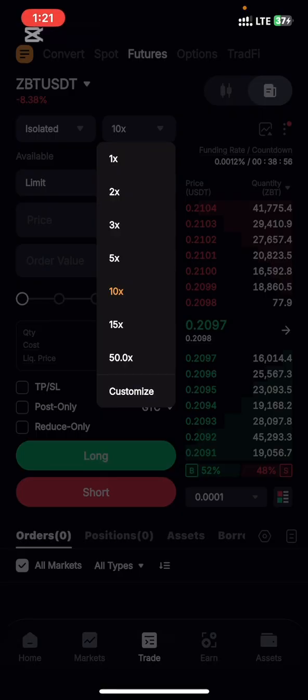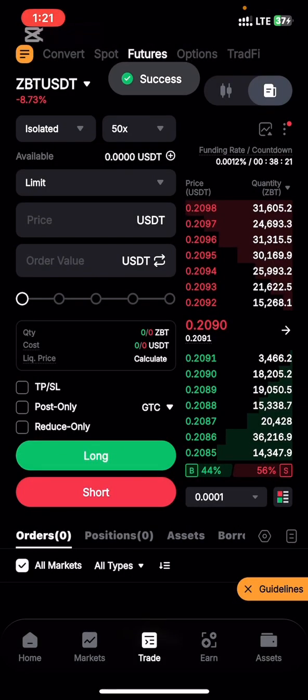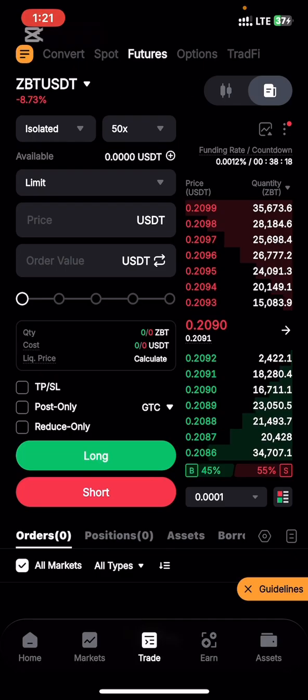We have one leverage, two leverage, three, and 50 to 100, depending on the coin you are trading on. But for beginners, I always advise you to use 10 to 20x leverage for risk management. You have to manage your account so you don't blow up your account. But me, as a full-time trader, I normally use 50x leverage.